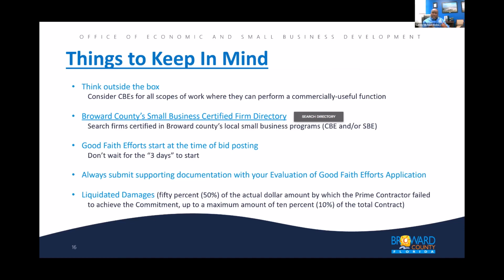But we want to make sure you understand, as I said earlier, let's be doing the outreach on the front end when you first submit your bid, and not waiting 3 days later to call. There it is again. Don't wait for the 3 days to start. You have to make this a part of your strategy. The small business program, folks, is not going away. And I am so thankful that the county commission really supports small business.